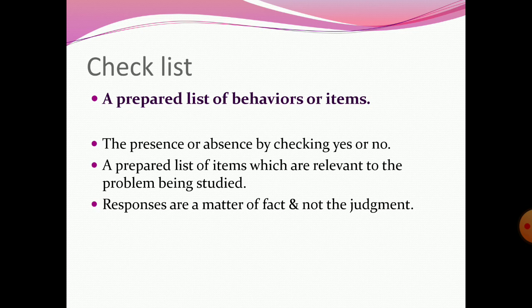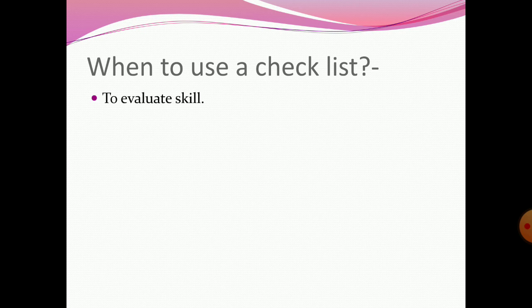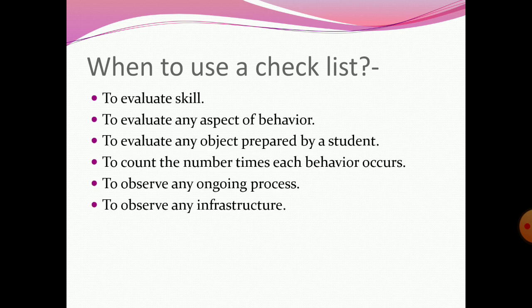It is a prepared list of items which are relevant to the problems being studied. In a checklist, responses are a matter of fact and not the judgment. Then when to use a checklist? It can be used to evaluate skill, to evaluate any aspect of behavior, to evaluate any object prepared by a student, to count the number of times each behavior occurs, to observe any ongoing process, or to observe any infrastructure.